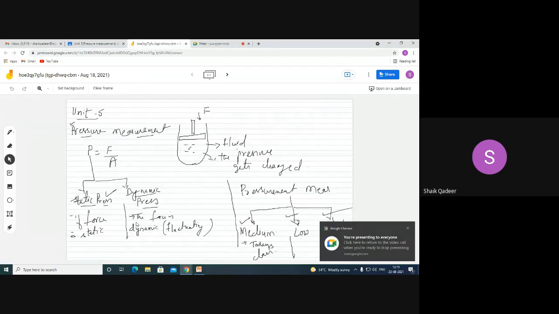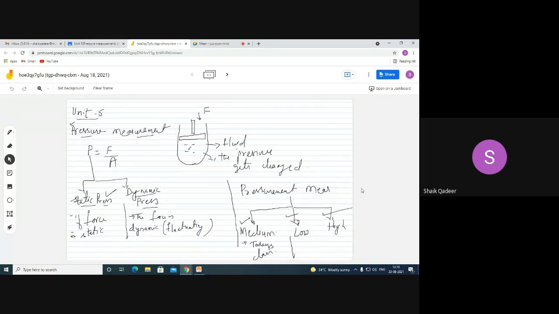So the way in which we can do this classification is very simple. You see, pressure is dependent on which quantity? Force. So if force is static, pressure is also static. If force is dynamic, pressure is also dynamic. Hope it is clear to everybody. This is already discussed in last class. I'm just recapping. Okay. Then I move to pressure measurement.